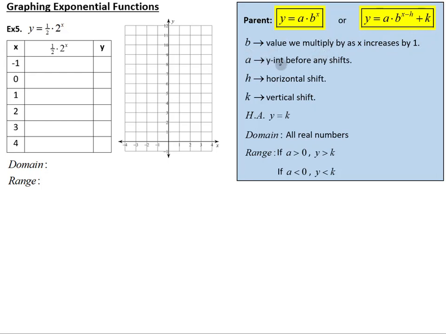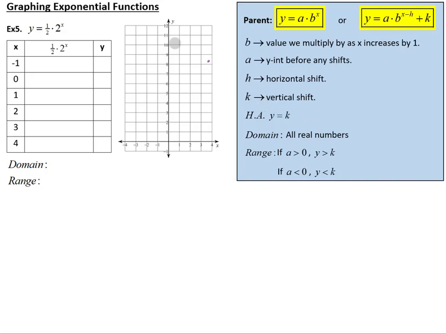A, if I don't have any shifts, if there's no h or k, a, this value in front, is actually our y-intercept. However, if there are some shifts, it will move from there, but we'll deal with that when we get there. H, of course, is our horizontal shift, and because it's got the minus sign, it's still the opposite of what it looks like, and k is our vertical shift.